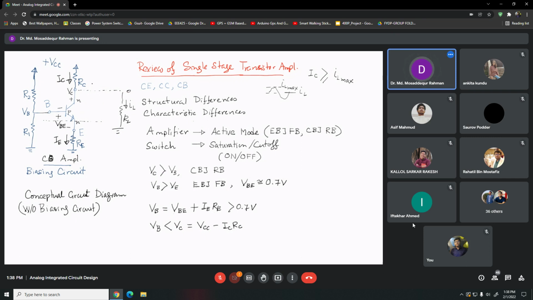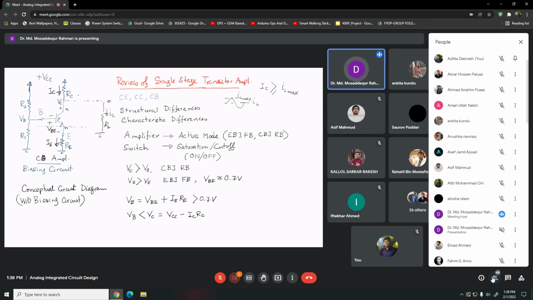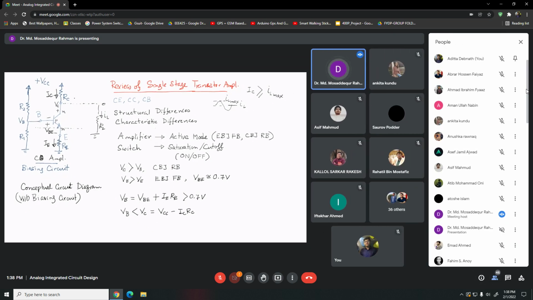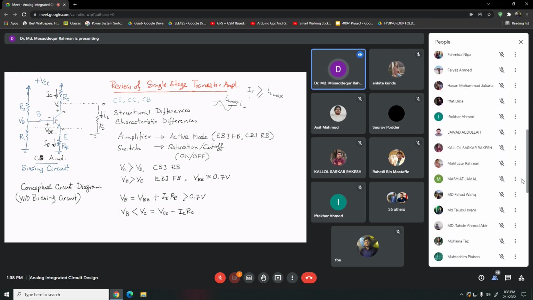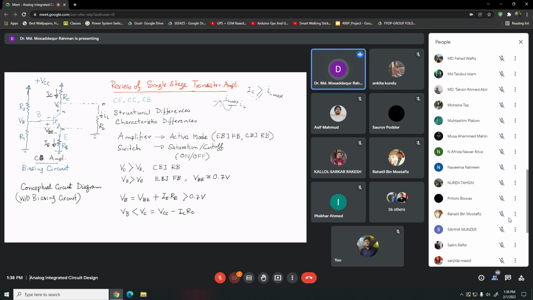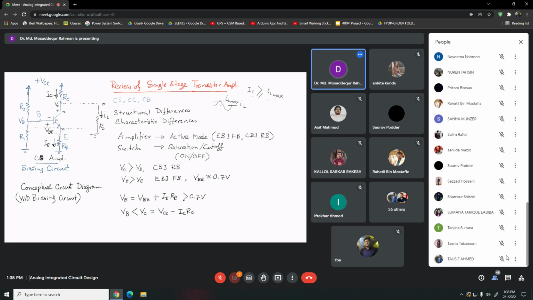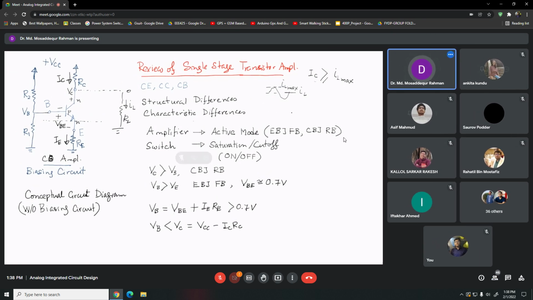So in designing an amplifier, you need to know how much current is needed by your load and design the amplifier accordingly so that it can supply that much current. To ensure that, the collector current has to be greater than or at least equal to the maximum value of your load current. Is that clear, guys? Any question? No, sir. Okay, so designing the biasing circuit, that is one requirement you have to ensure.